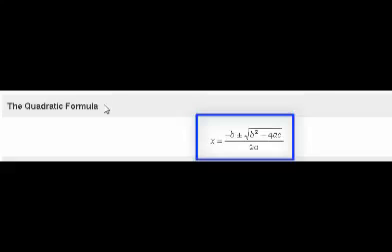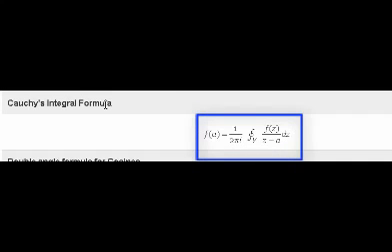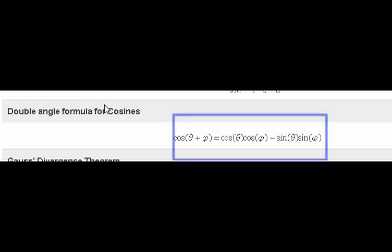x = (−b ± √(b² − 4ac)) / 2a. Cauchy's integral formula: f(a) = (1 / 2πi) ∮ over γ of f(z) / (z − a). Double angle formula for cosines: cos(θ + φ) = cos θ cos φ − sin θ sin φ.